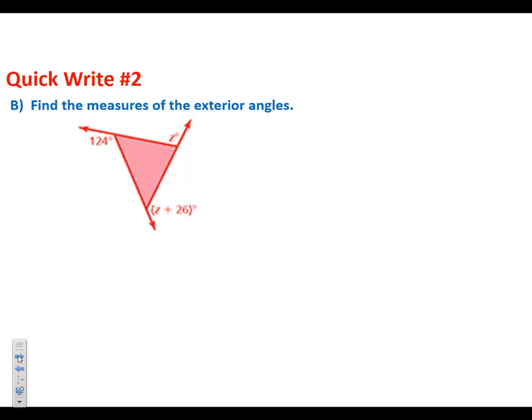Ladies and gentlemen, our last quick write of the night. Again, make a rough drawing of this polygon, label all the angles that it has labeled, and then do the math and practice, hopefully, what you have learned how to do. And then when you come to class tomorrow, make sure you have questions, and we will talk about it.